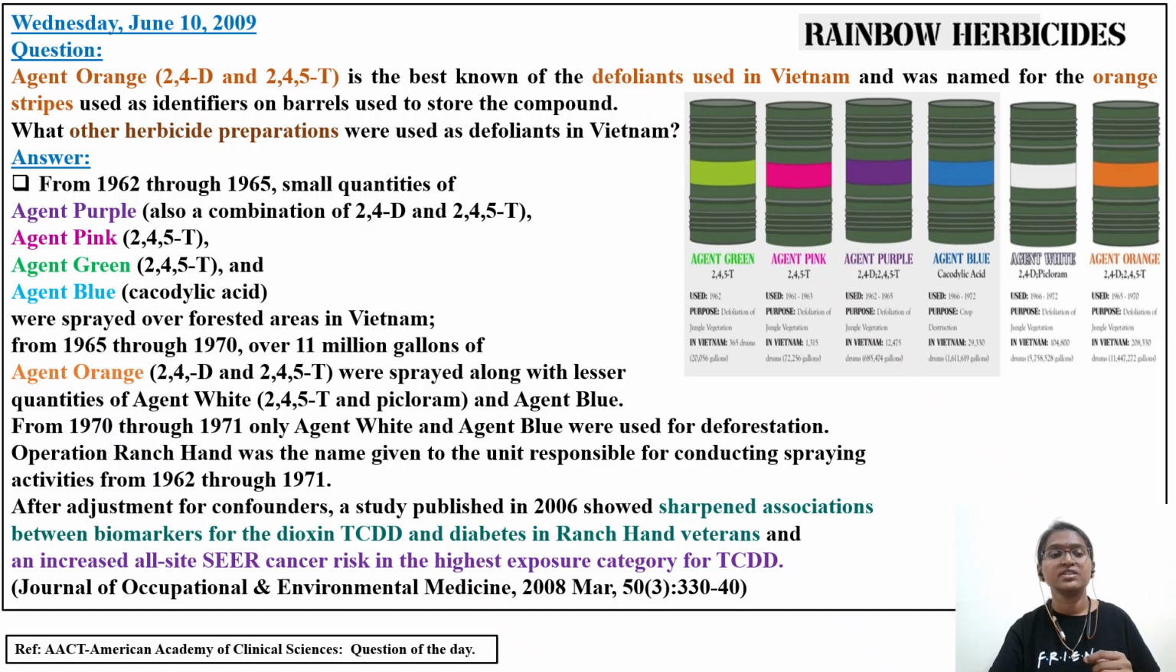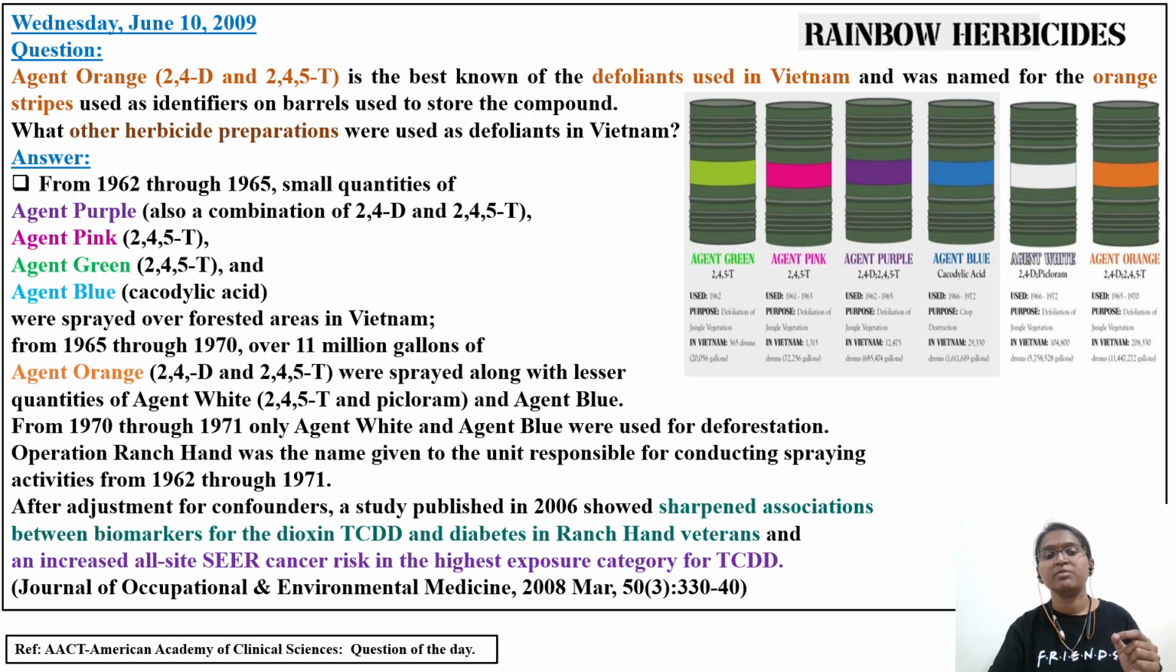Okay, so next is another question with respect to Agent Orange only. Agent Orange is the best known of the defoliants used in Vietnam and was named for the orange stripes used as identifiers on the barrels. Why it is called Agent Orange is that the particular herbicide was stored in that barrel. Based on the chemical composition, each was given a typical color. Here you can pause the video and see 2,4-D plus 2,4,5-T, the contaminant which was given the name Agent Orange. So we'll read about this one: it was named for orange stripes used as identifiers on barrels used to store the compound.